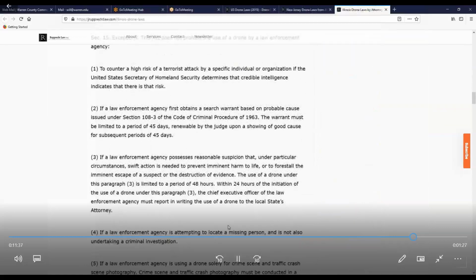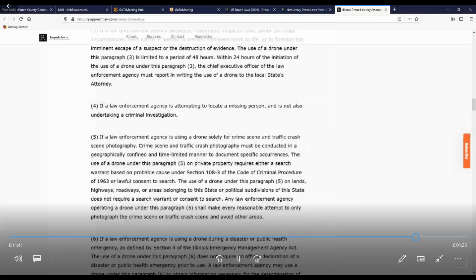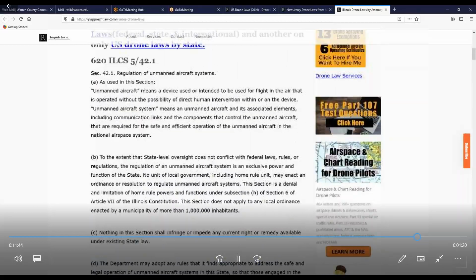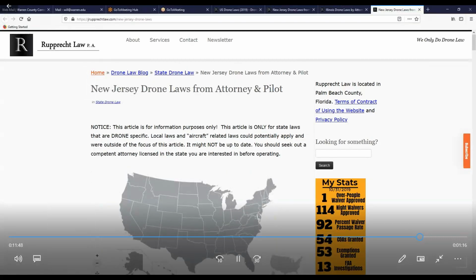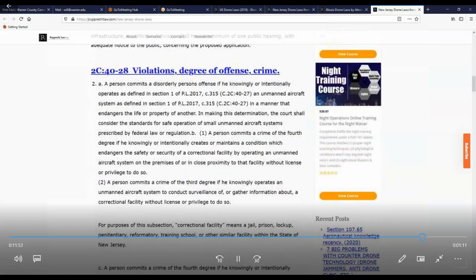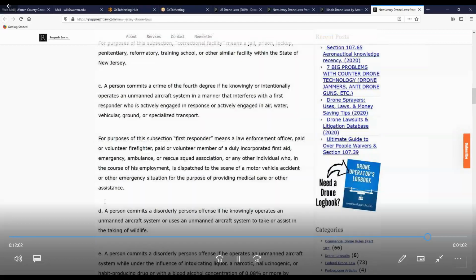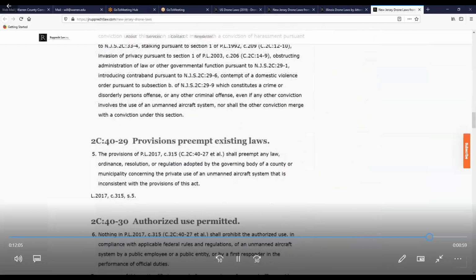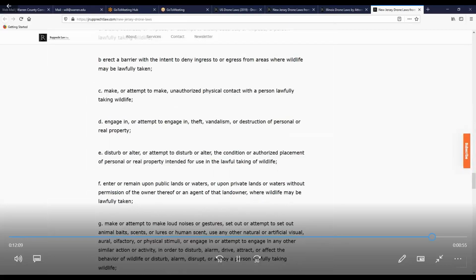I highly recommend, once you've passed your Part 107, that you look at Mr. Ruprecht's site and look at your state laws and see what might qualify as a law for drone operations. In many cases, what you will find is that the regulations related to privacy are always related to drones, and that there are other provisions dependent on the state you live in. And this will vary state to state.